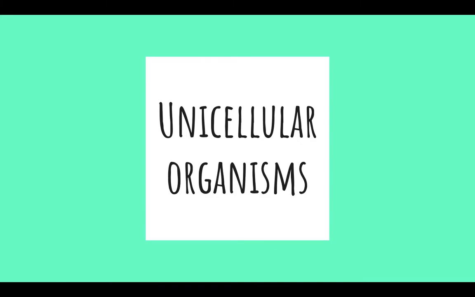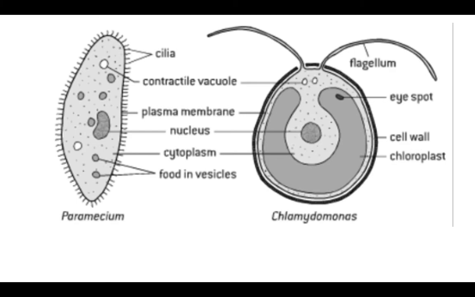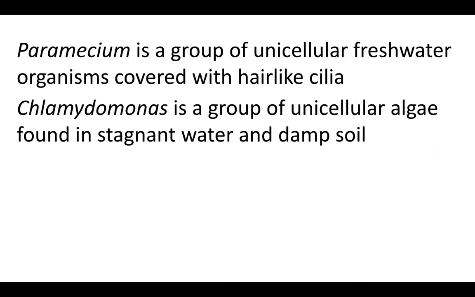The specific unicellular organisms that we're going to focus on are Paramecium and Chlamydomonas. The IB syllabus requires Paramecium and then an additional single-celled organism that can do photosynthesis. So this is kind of an old term, but these are animal-like and plant-like single-celled organisms.